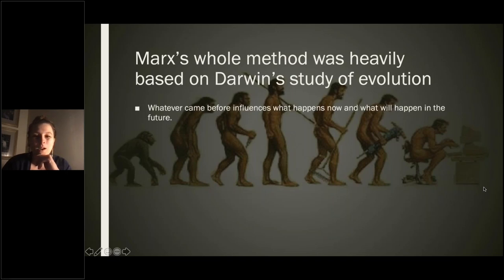Whatever came before influences what happens now and what will happen in the future. So again, this is where Marxist political economy is really quite broad and inclusive. If we're talking about the individual and what is motivating them to make certain kinds of decisions, like, am I going to go to college or not, we have to understand where that individual is coming from, the society and the history that's behind that decision, right?